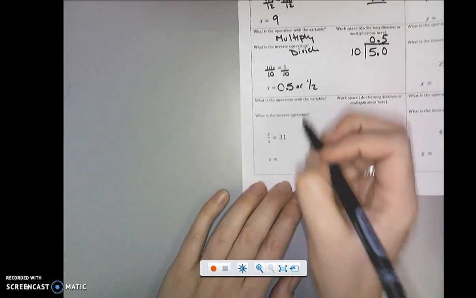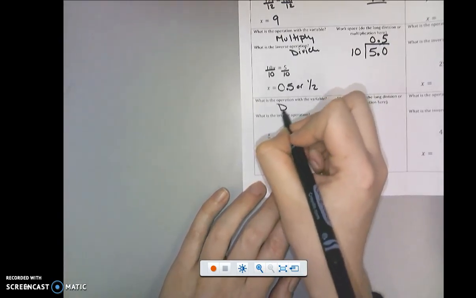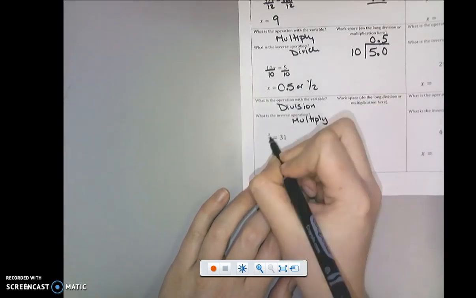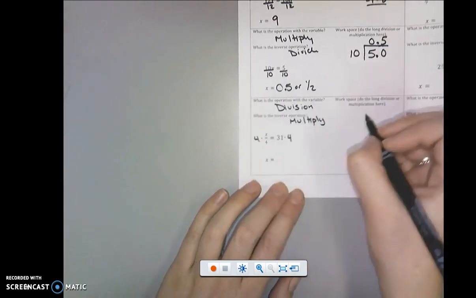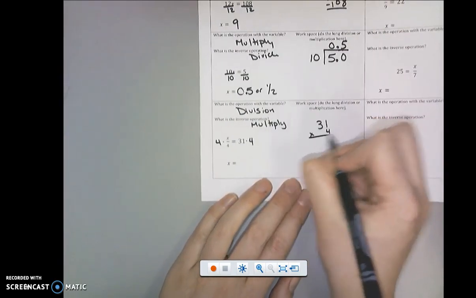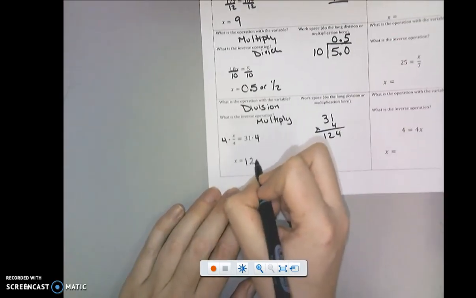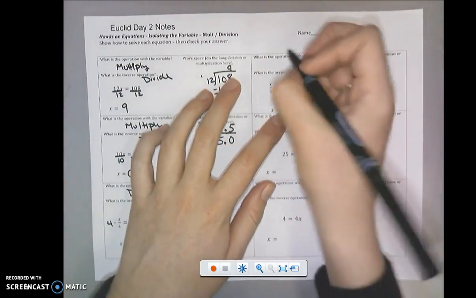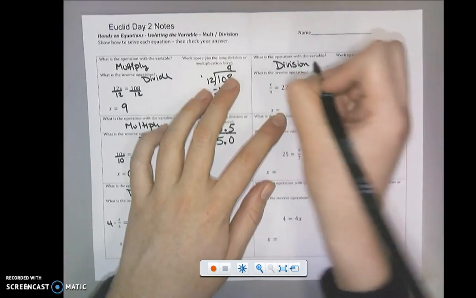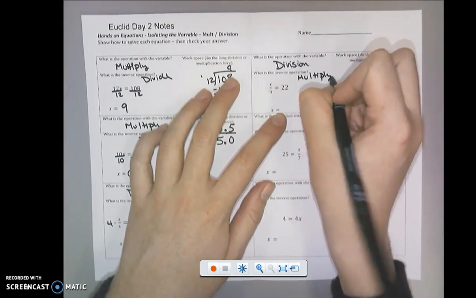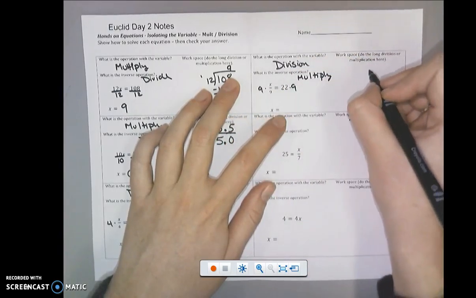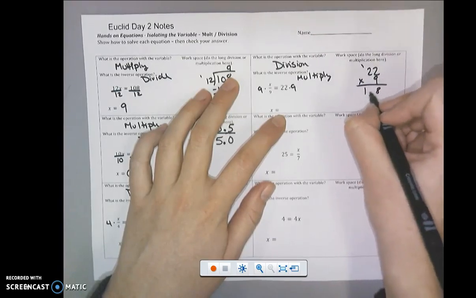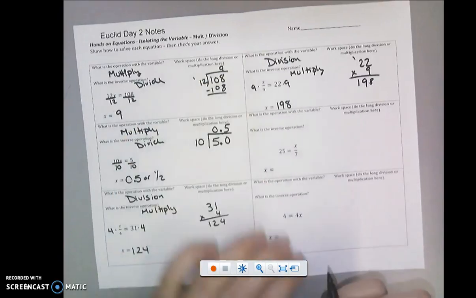Over here, x, that bar, remember, is division. So the opposite of division is multiplication. So we're going to multiply by 4, multiply by 4. So 31 times 4 is 124. Okay. What operation is happening here? It's division. So we want to multiply. So I'm going to multiply by 9, and we can do 22 times 9, 18, 18 again, plus 1 would be 19, so 198.